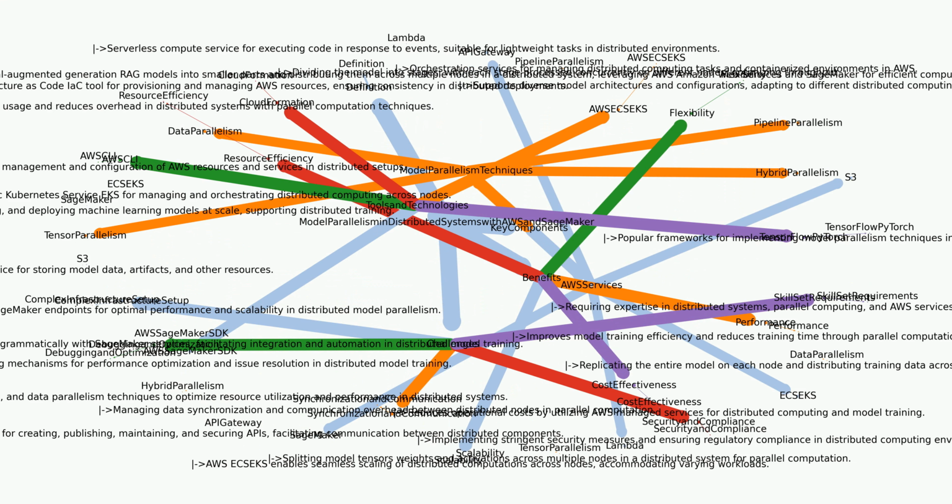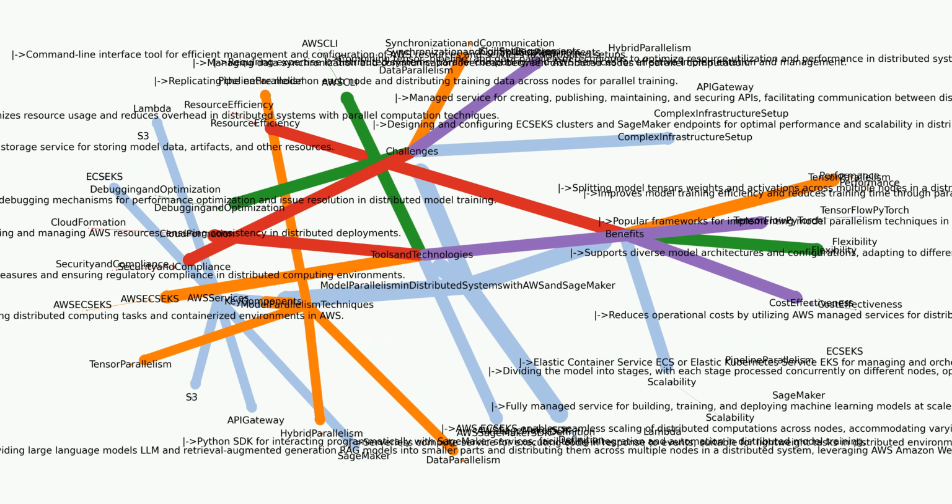Data Parallelism: replicating the entire model on each node and distributing training data across nodes for parallel training. Hybrid Parallelism: combining tensor, pipeline, and data parallelism techniques to optimize resource utilization and performance in distributed systems.